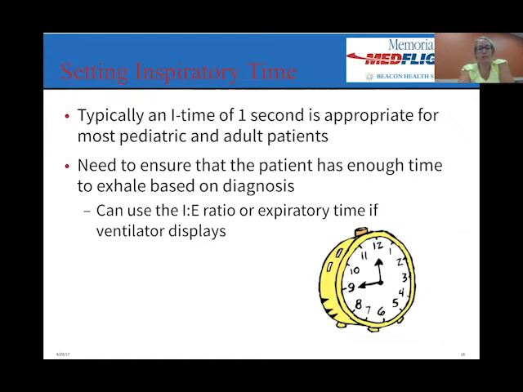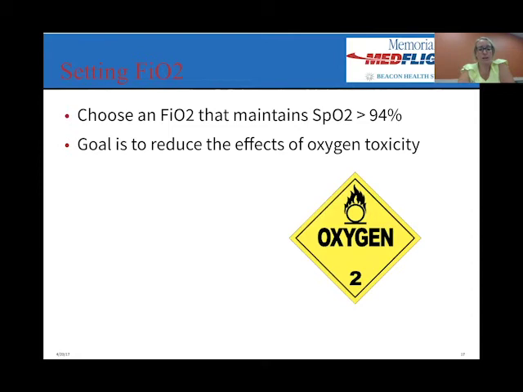Setting your oxygen, the goal is to maintain 94% or higher. We need to reduce the effects of oxygen toxicity. So, you know, we don't want everybody sitting at 100%. Obviously, you're not going to do anything to lower it if they're 98 to 100. But if you've got somebody who's only like 89, 90, your goal is to get them to 94. Give as little as you need to get them to the goal.